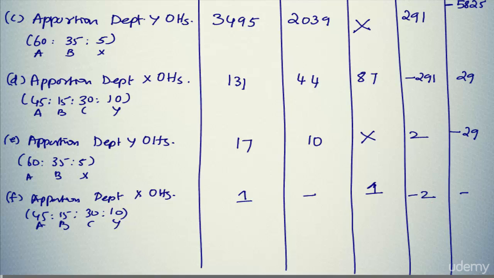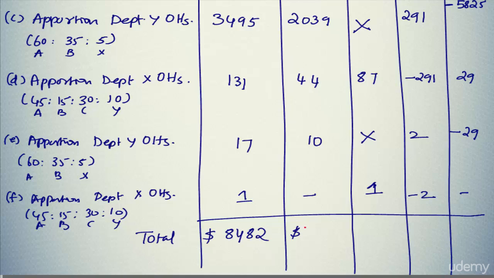Now it's time to total. The total of department A is $8,482 and department B is $6,505. Department C is $7,513. So in this way all the expenses of service departments got distributed and redistributed to the production departments.